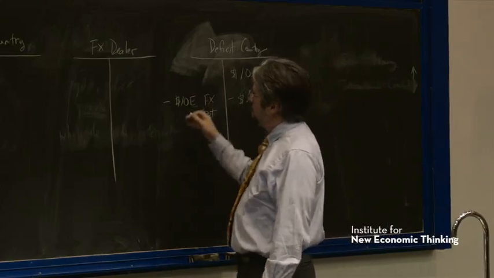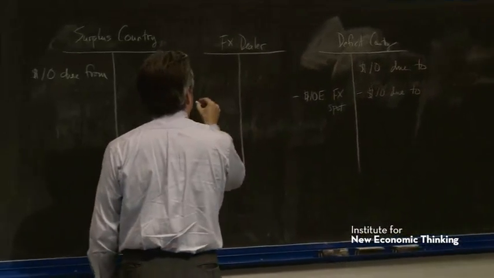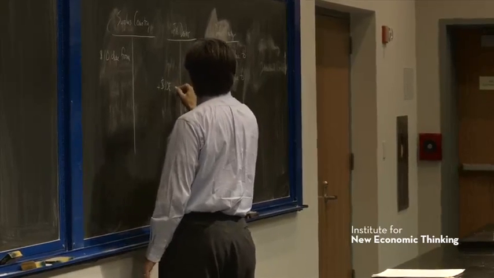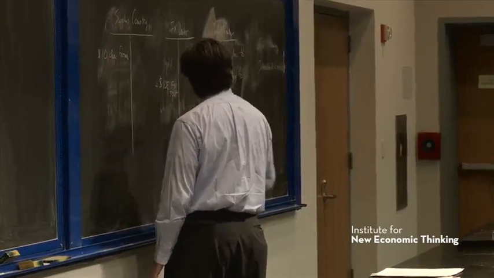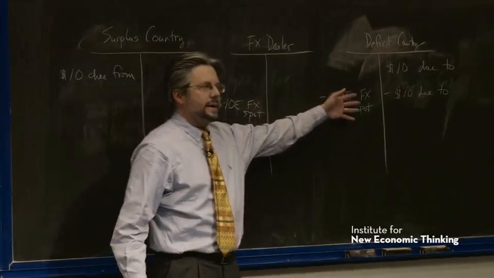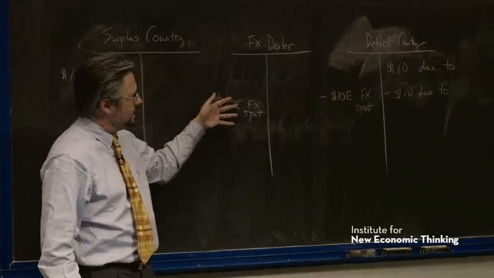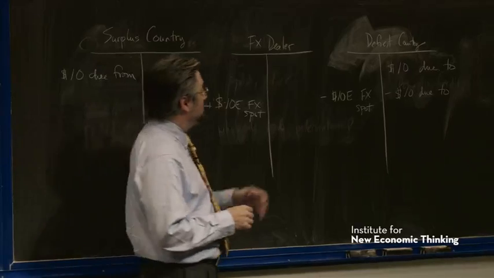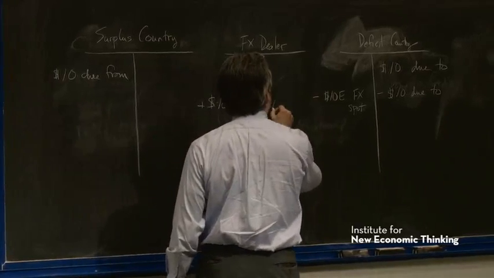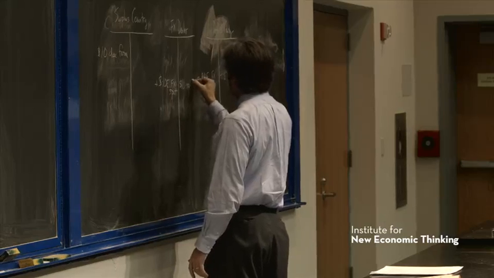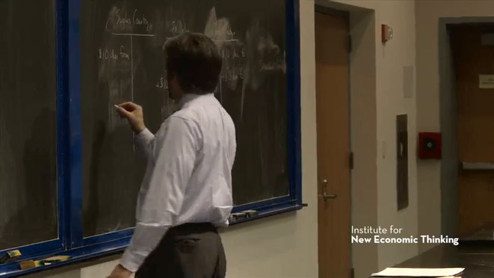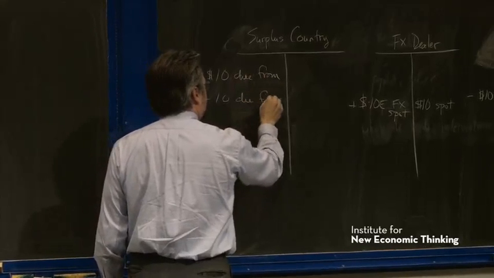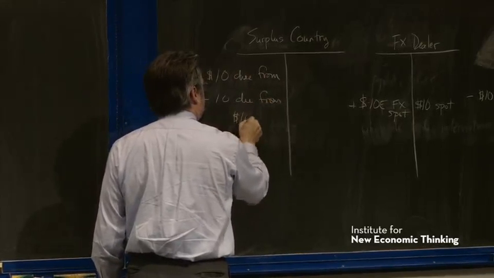The foreign exchange dealer buys it. So this is a quantity of foreign exchange here. And the FX dealer sells $10 of actual dollars to the deficit country. $10 spot, which gets rid of this due from. The due from is replaced by $10 spot.